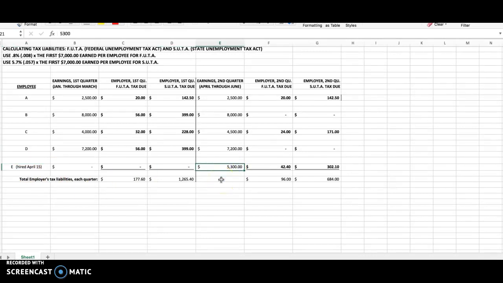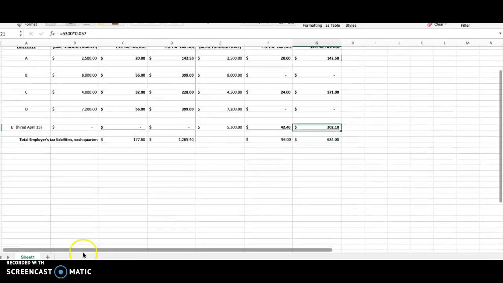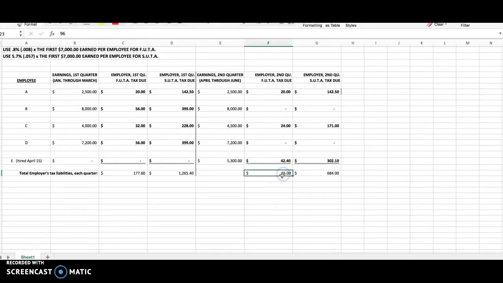Employee E now is hired April 15th, and that is during the second quarter. That employee earned during the second quarter $5,300, which is under the $7,000. So we calculate 5,300 times 0.008 for the federal, and we calculate 0.057 times 5,300 for the state. Once again, the totals $96 and $684 are for the second quarter, and we'll consider how that's used in the journal and the ledger a little later on.